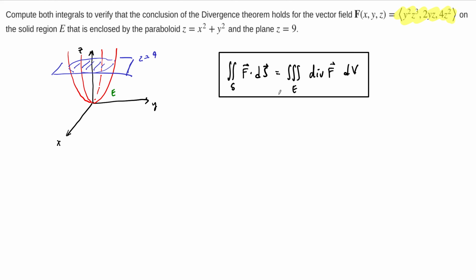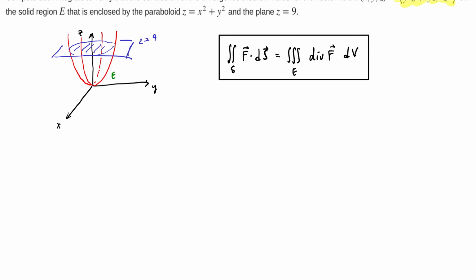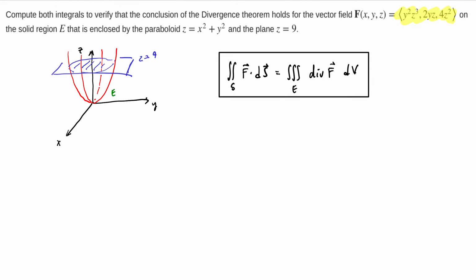And then what we want to do in this example is compute both sides. Now, in general, you're not going to do that, right? You're going to verify that the theorem's hypotheses hold, and then you're going to choose the easier of the two to compute, because that's the benefit of having a theorem like this, that you can choose the direction that's going to work best for you. So let's start with the surface, though.